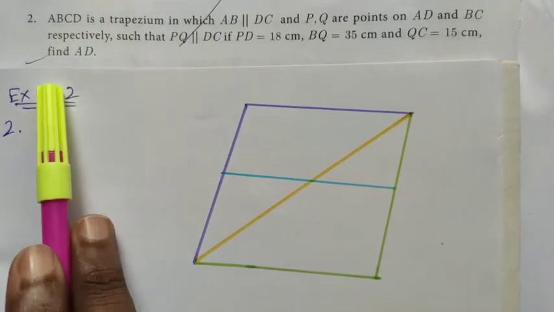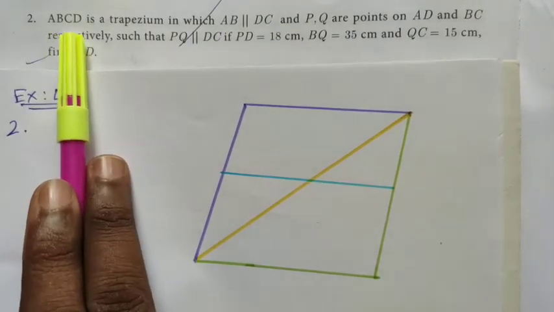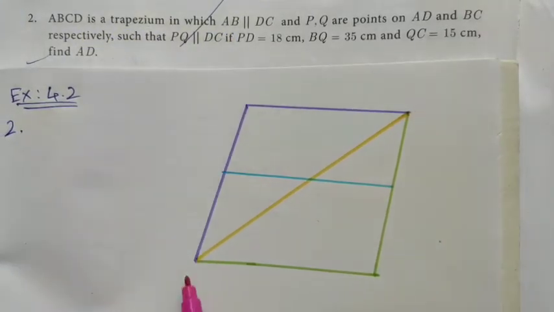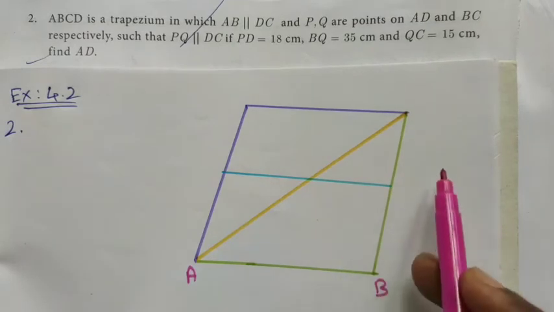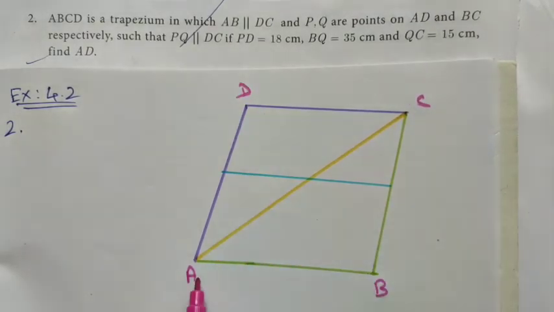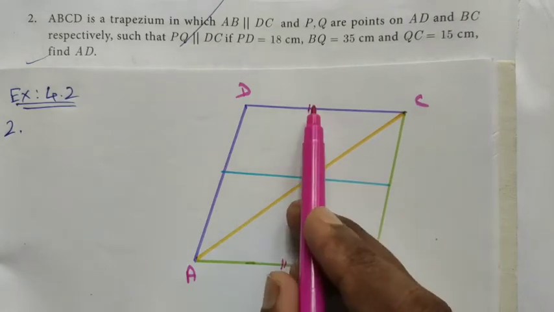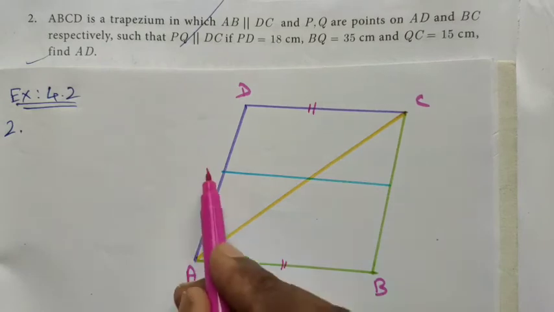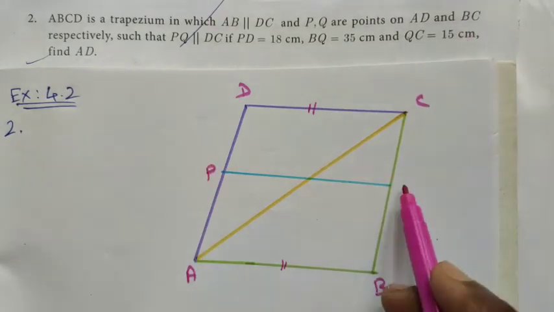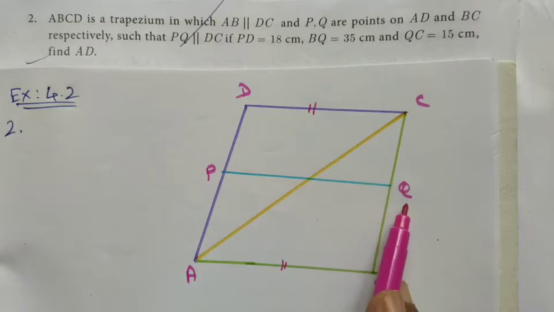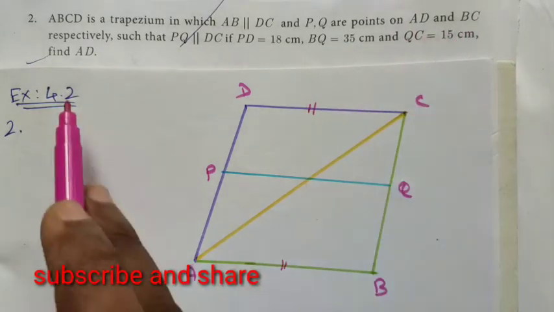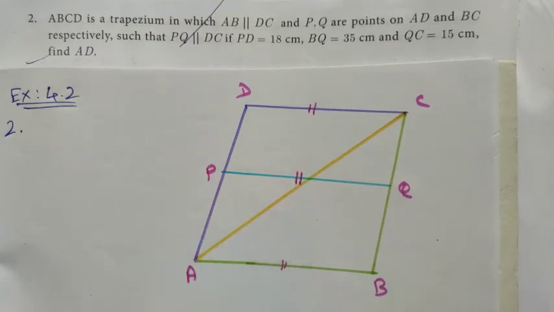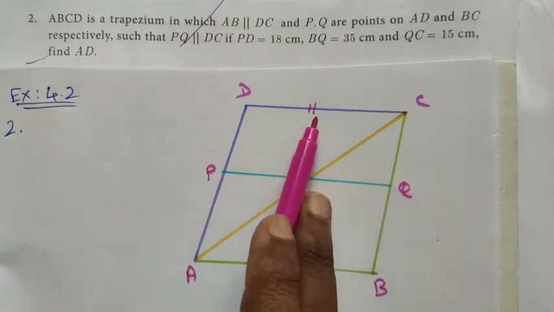Class 10, exercise 4.2, question number 2. ABCD is a trapezium in which AB and DC are parallel. Let me take it as AB and then CD. Here AB and DC are parallel, that is given, and P and Q are points on the sides AD and BC respectively, such that the line PQ is parallel to line DC.